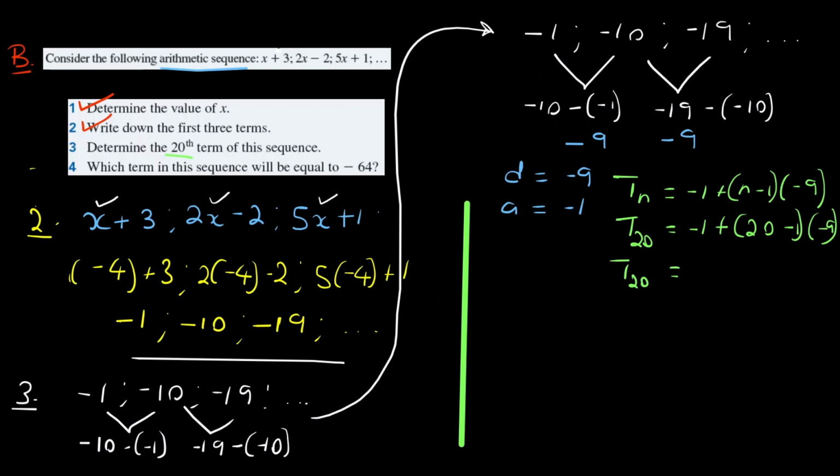Yes, substitute in the calculator -1 plus 20 minus 1 times -9. Then you'll see that you get -172. And that will be our answer for T20. Then we would have answered the third question. And let's go and tackle the fourth question.